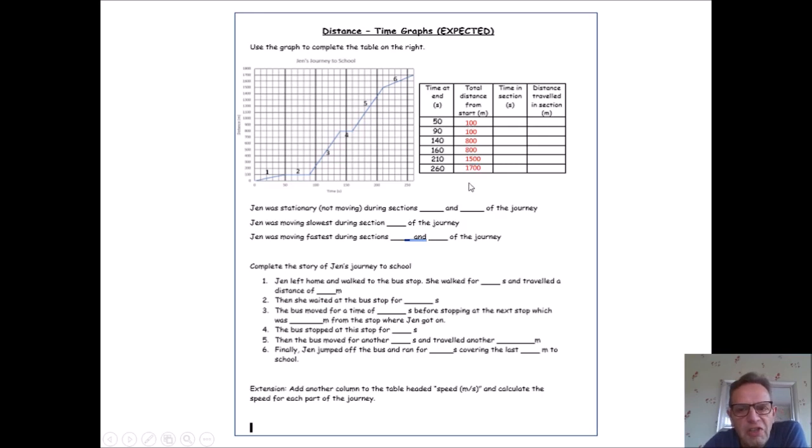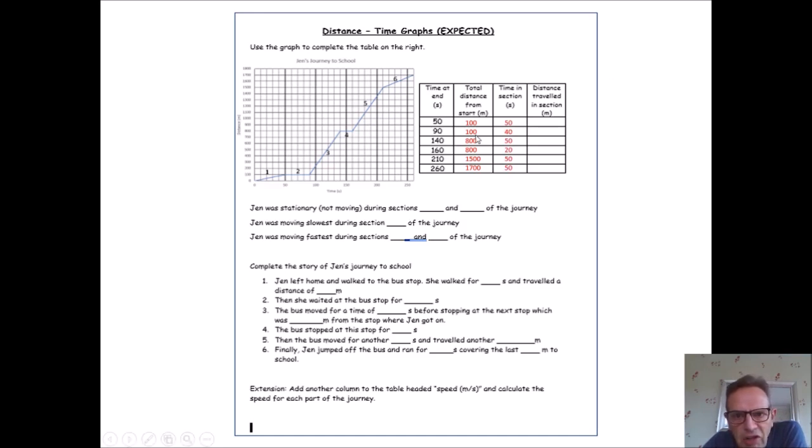You can check those answers against your sheet. The time in each section, okay, then the first one here is 50 seconds. The next one's the next 40 seconds, and then another 50 seconds, and so on. So hopefully you got those.